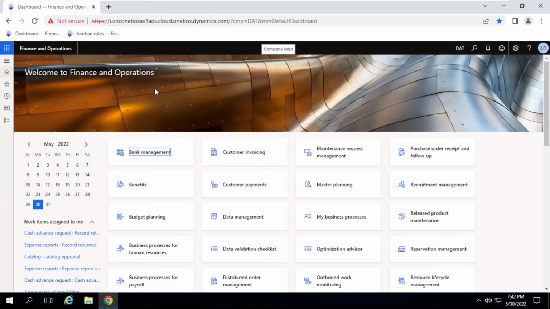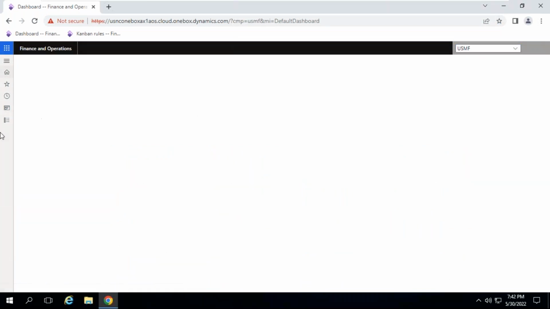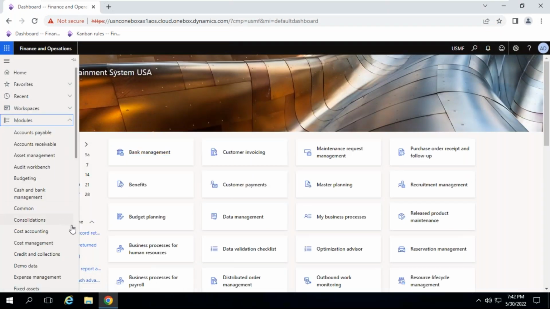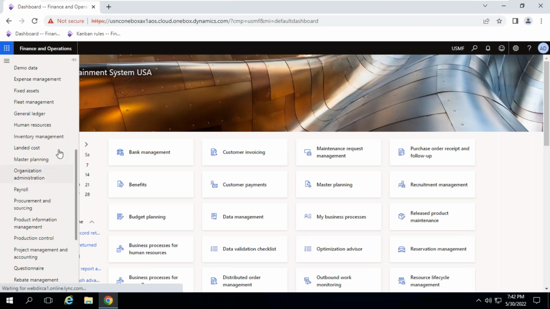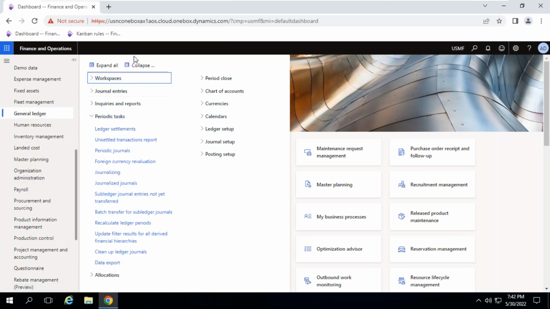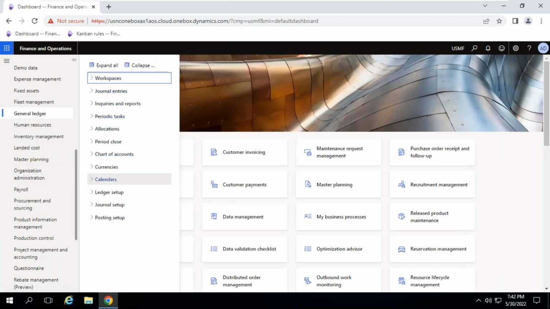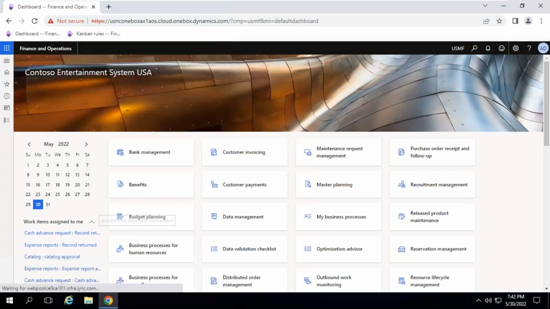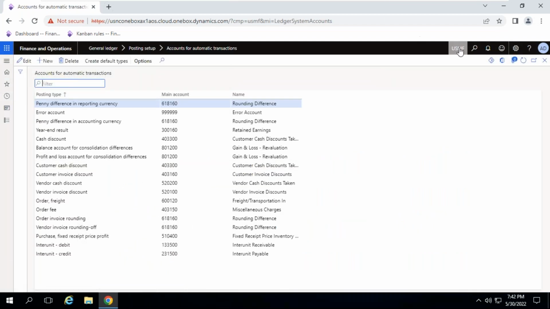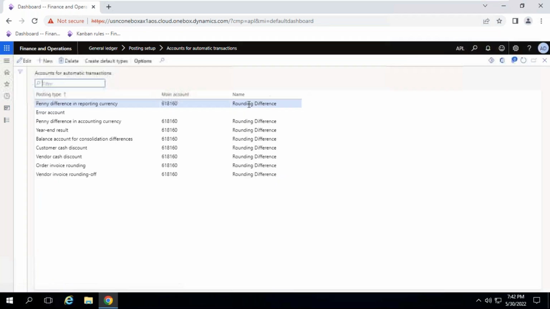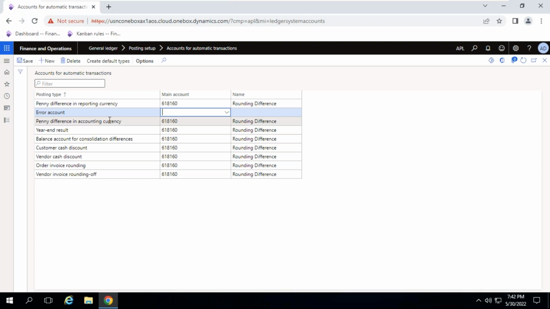If you map error account, suppose there is a technical problem. Suppose you did some customization in the postings. Now, if you go to accounts for automated transactions, in APL company we have not mapped it. Am I right? This is your question. Why have you not mapped it?